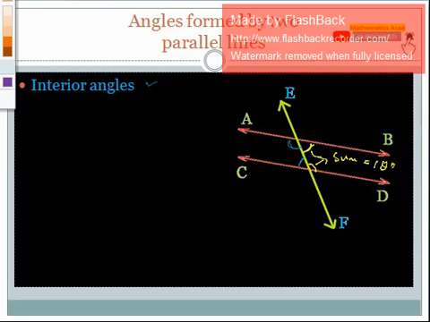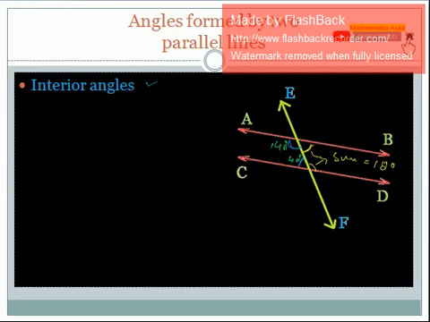Suppose this angle is 140 degrees, so this must be 40 degrees, and the sum of the two interior angles must be equal to 180 degrees. It is a very simple video and a very simple lecture. It is all about parallel lines and the transversal, and now you are able to solve a basic question which is given in the next slide.